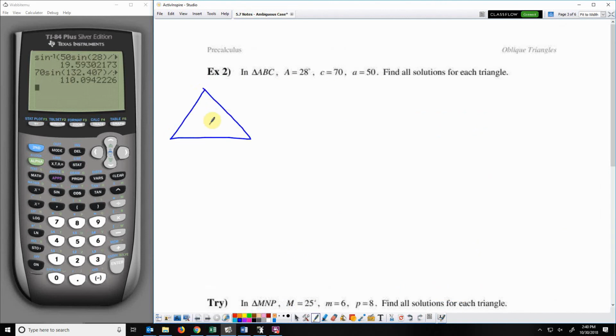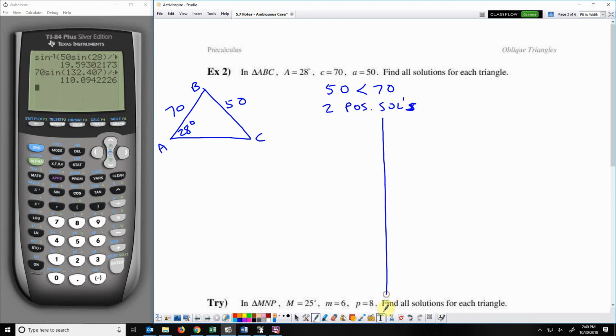All right, so we'll draw a triangle ABC, 28 degrees. C is 70, A is 50. So this time, the 70 and the 50 have just traded places. So if I compare opposite to adjacent, this time I've got 50 compared to 70, and opposite is less than adjacent. So there are two possible solutions. So I'm going to split this and draw a second triangle because we're going to come up with two different solution sets.